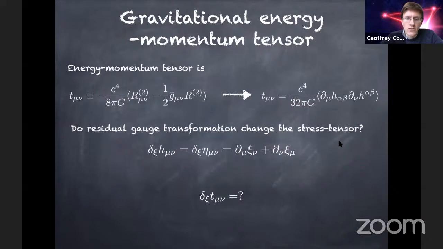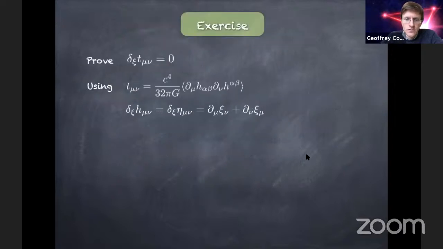The question is, do residual gauge transformations change this stress tensor? So let's check. The residual gauge transformation is a transformation of the linearized metric, so it's given by this expression in linearized theory on Minkowski. The question is, do they change T? So you can try to see if it changes or not. So that's a new exercise, and you should prove that it does not change T. So that is a good observable. So I'll let you work on it a couple of minutes as well.